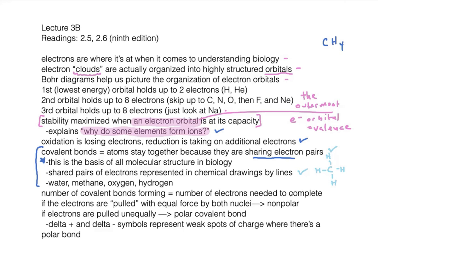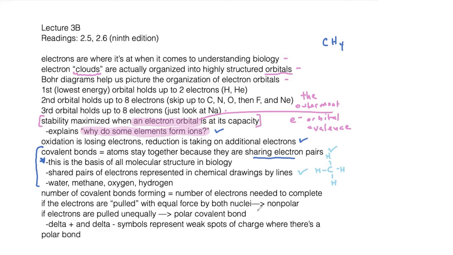We talked about how the number of covalent bonds that form, carbon with 4, nitrogen with 3, oxygen with 2, hydrogen with 1, is dictated by everything that we've been talking about in today's lecture. Electrons in the outermost shell: how many electrons do you need to complete that valence shell? That's the number of bonds that you form. We also talked about how the electrons in a covalent bond may be pulled with equal force by both nuclei, which gives you a nonpolar covalent bond, or they could be pulled on unequally, and that's what gives you a polar covalent bond.